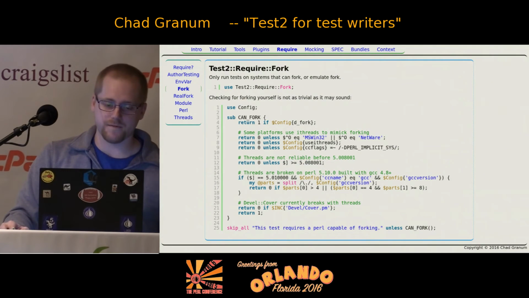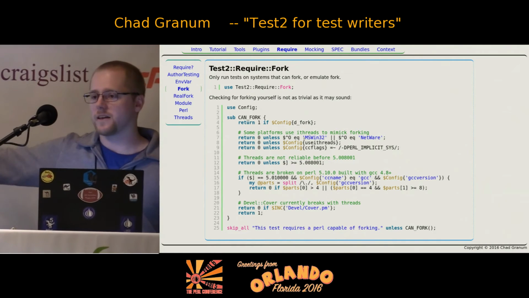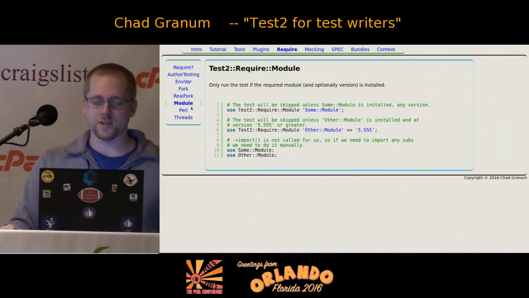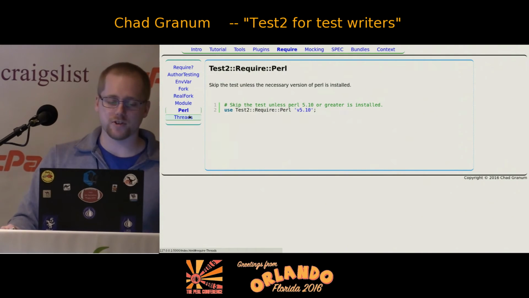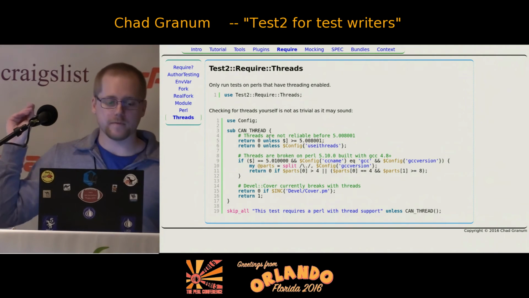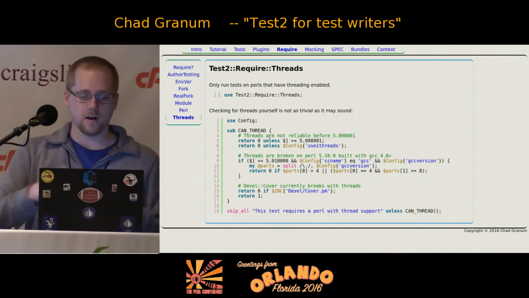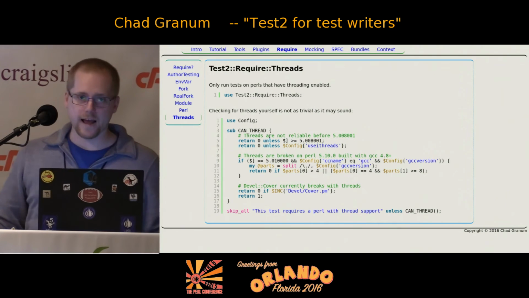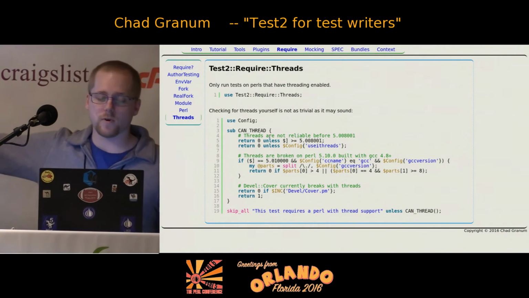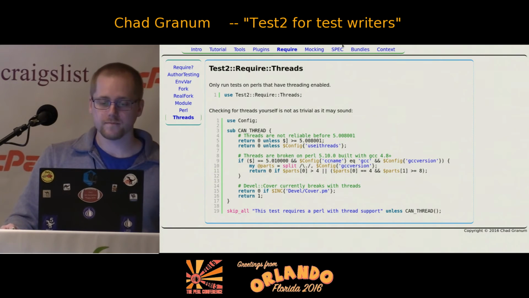Usually they stop at Config defork, which is not accurate because there are so many things that can make forking fail on your system. Then there are things for checking that you have the right module installed, the right version of Perl, and also threads, which is just as hard to check for. So you load Test2 require threads, and your test will simply not run unless the system has threads. And you don't have to worry about all the gory details.